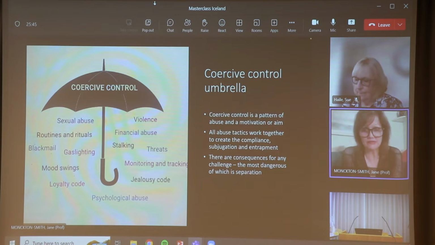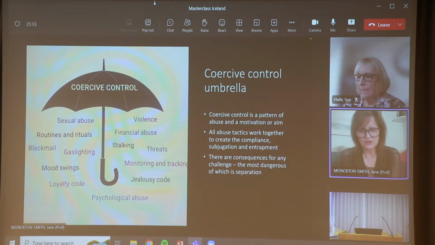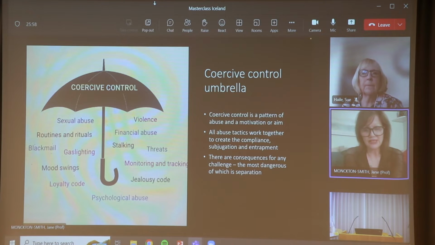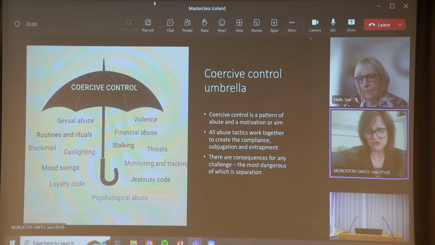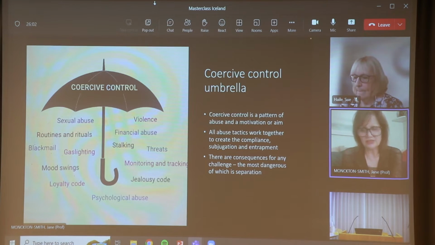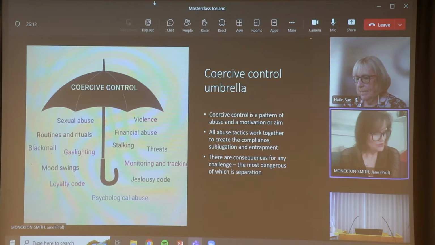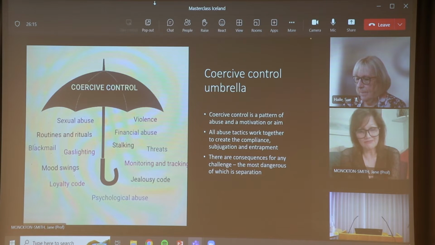But so is financial abuse, so is sexual abuse, so is psychological abuse. So coercive control is not an alternative to domestic violence. Coercive control is not non-violent domestic abuse. It's a pattern that may or may not use violence as one of its tactics. In most cases, there is violence.